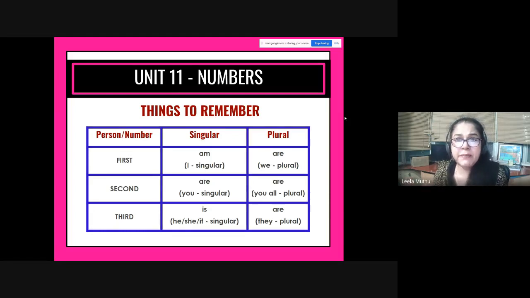But when we're speaking about many girls, or many boys, or many animals, or many things, we refer to them as they. So they are the third person plural. He, she, or it is the third person singular, and they is the third person plural. So now you know the difference between the subjects and their numbers, whether it's singular or plural pronouns.